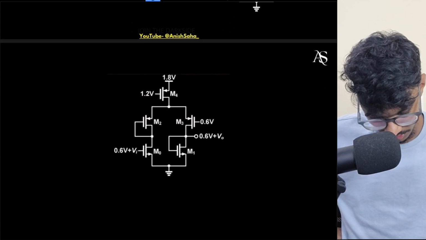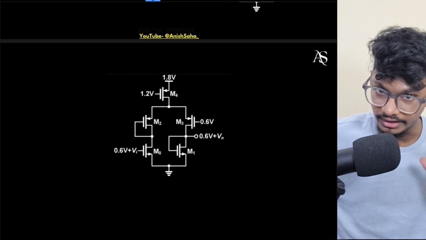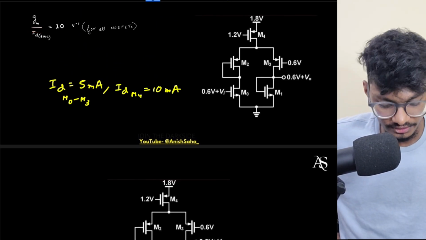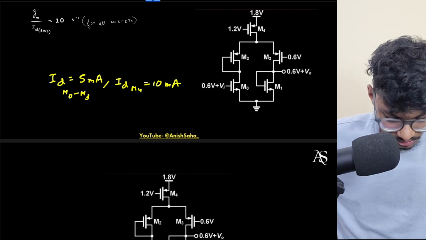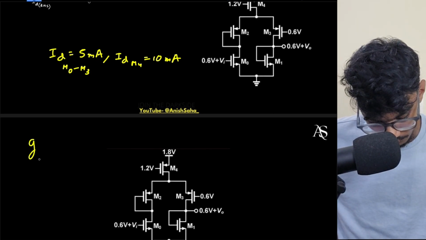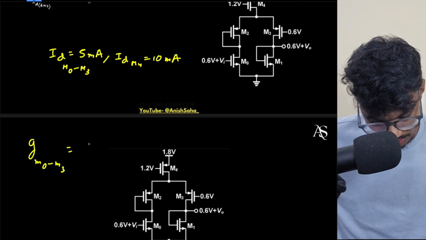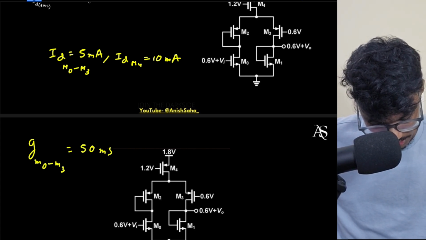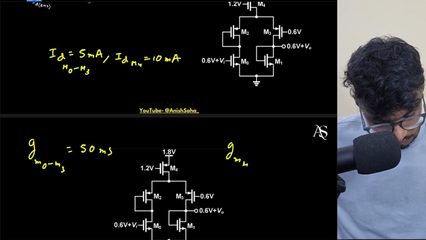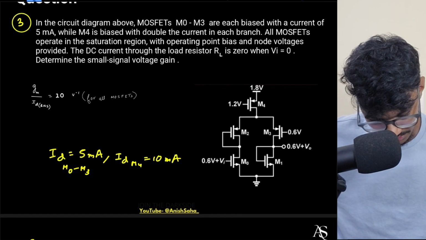We will apply the same approach only. So again, for small signal, I will find out the GM. I can easily find out the GM, right? So GM for M0 to M3 will be simply 10 volt inverse, so it will be 5 times that. So GM for M0 to M3 will be simply 50 millisiemens, and GM for M4 will be simply double of this, so it will be 100 millisiemens.